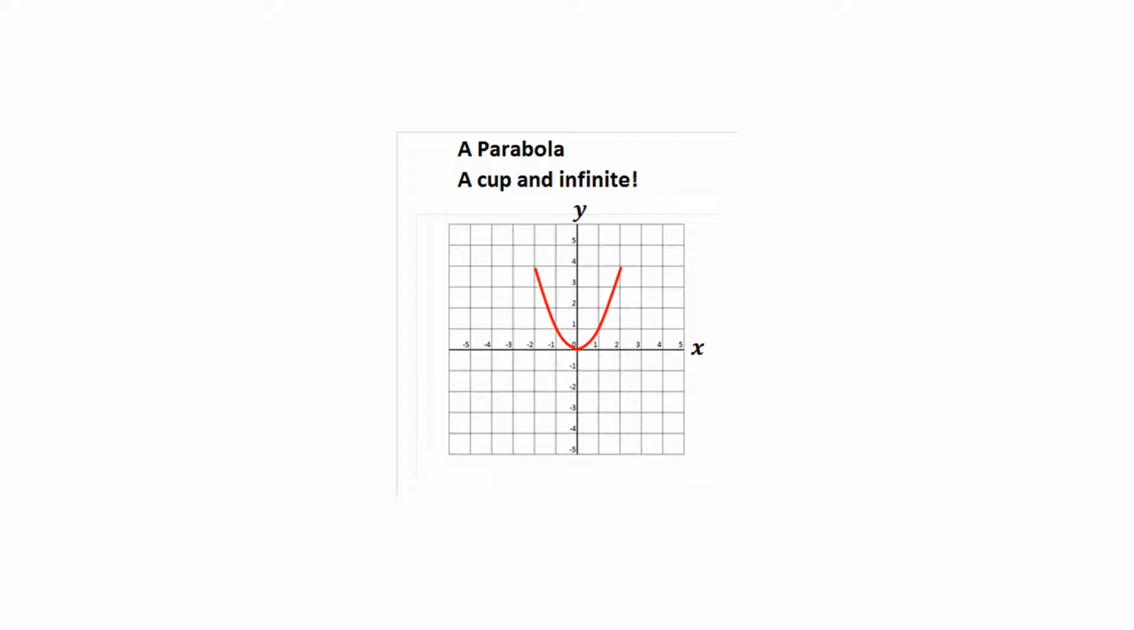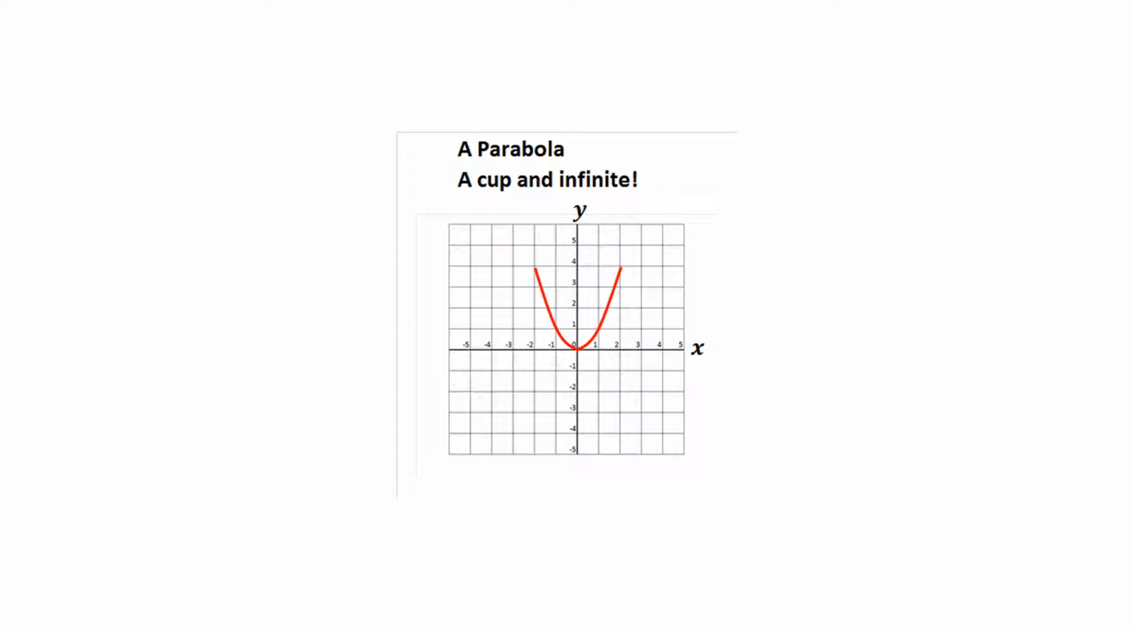So most people call it a parabola, but I'm going to call it a cup, and the cup is infinite. It goes on forever. And the reason I call it a cup is that when we get to things like x to the 4th, x to the 6th, x to the 8th, or leading terms of polynomials are those, we'll always get a cup-shaped figure.